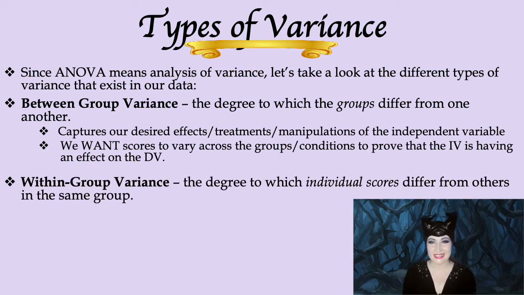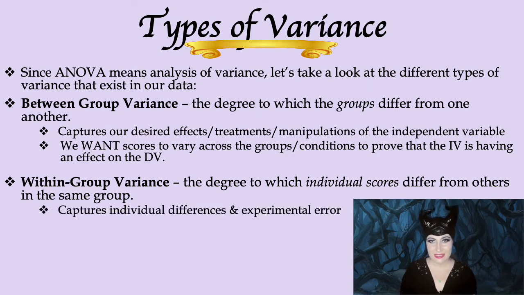Within group variance is the second type of variance we'll talk about, and this is the variance that tells us how the individual scores differ from others within the same group. This variance captures individual differences as well as experimental error. Remember, we can never be 100% certain of our decisions, so we account for that in our variance formula, but not in the between group variance. We account for that in the within group variance. So within group variance is also known as error variance.